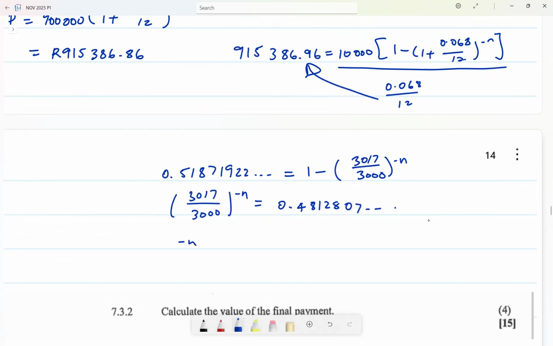And then I'm going to say negative N is going to be equal to log, with the base 3017 divided by 3,000, of 0.4812807, and so on. So I'm going to say log of 0.4812807, all raised to the power of, let me see, to the power of answer. Then I get negative N to be negative 129.419.